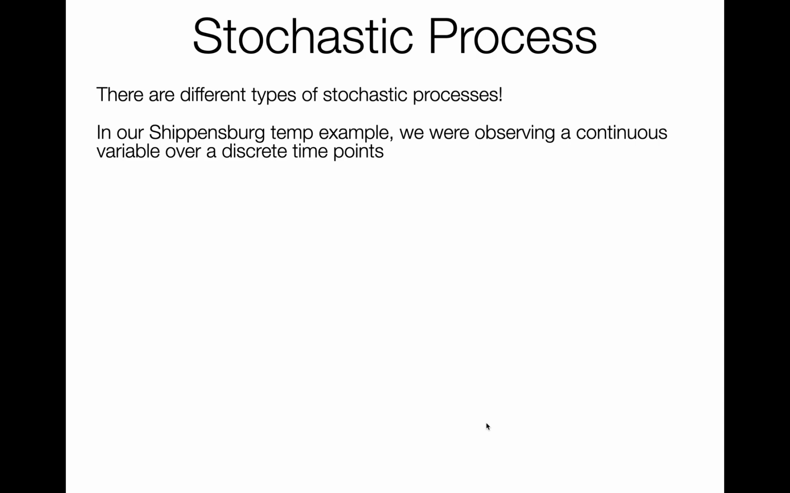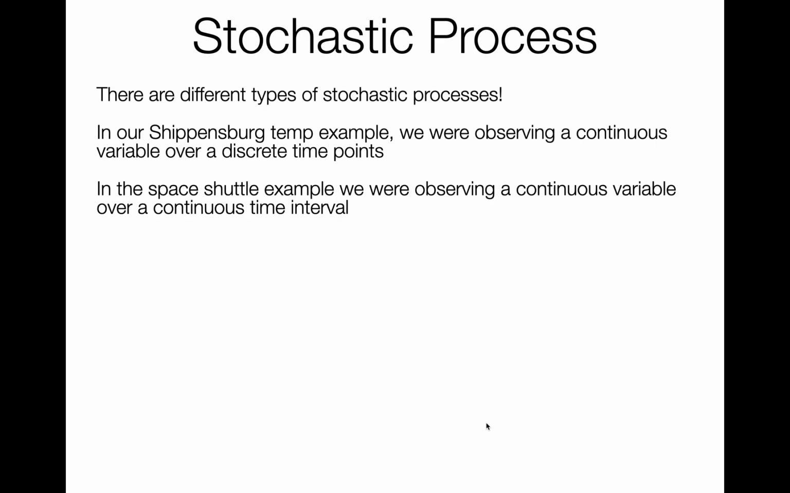Okay, and so here are two examples that we've already done, and I'm going to compare and contrast them. In our Shippensburg example, we were observing a continuous variable, temperature, over discrete time points, because we were observing it once a day at noon. So we've got a continuous variable over discrete time points. And then in our space shuttle example, we are observing a continuous variable, again temperature, over a continuous time interval. We were observing the temperature continuously through the whole launch, all the way down to the landing of the space shuttle.